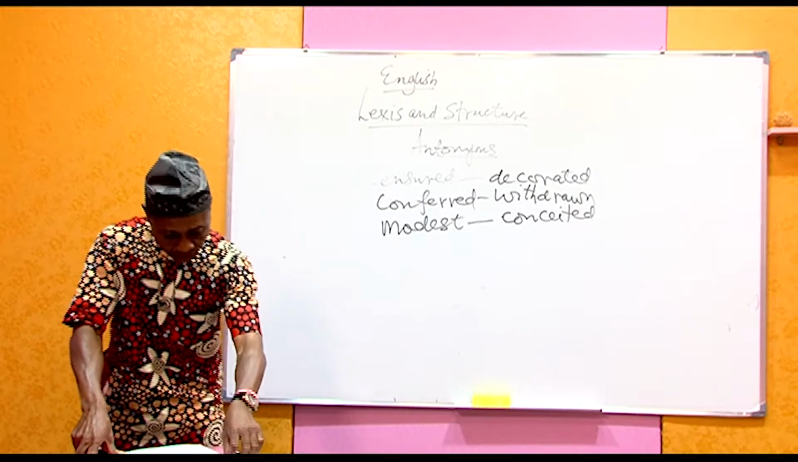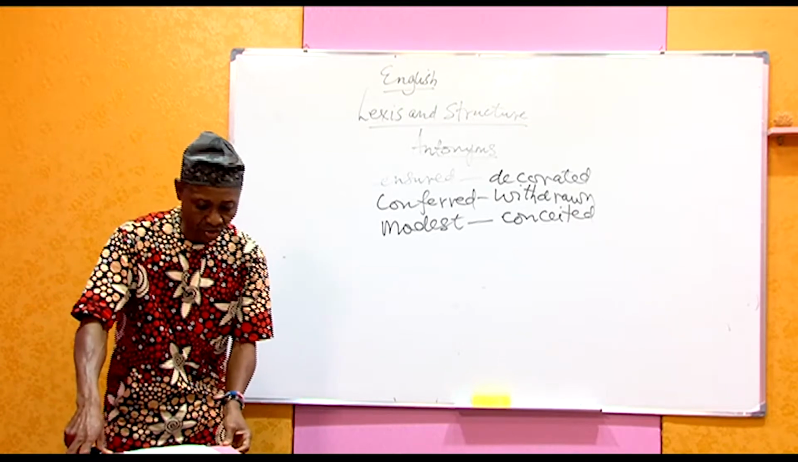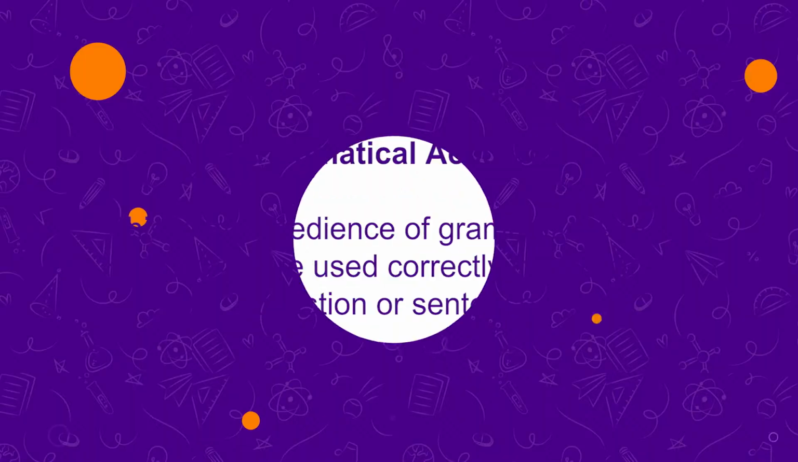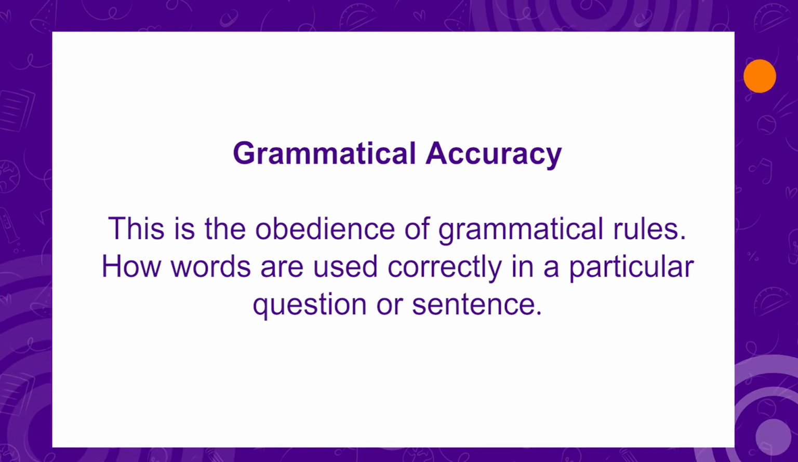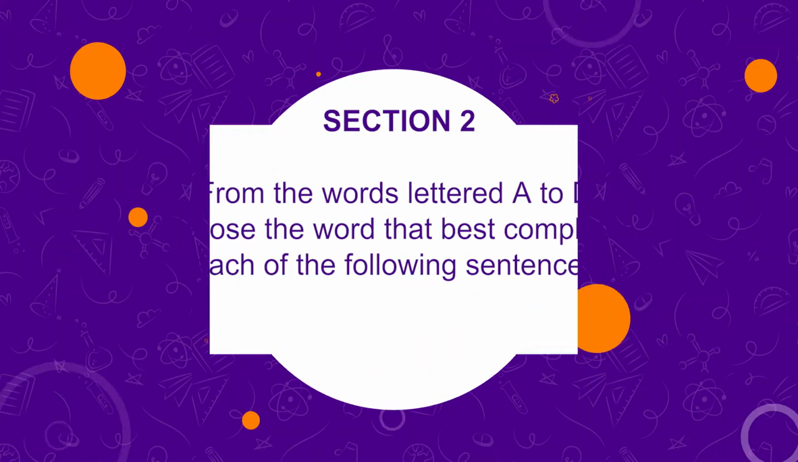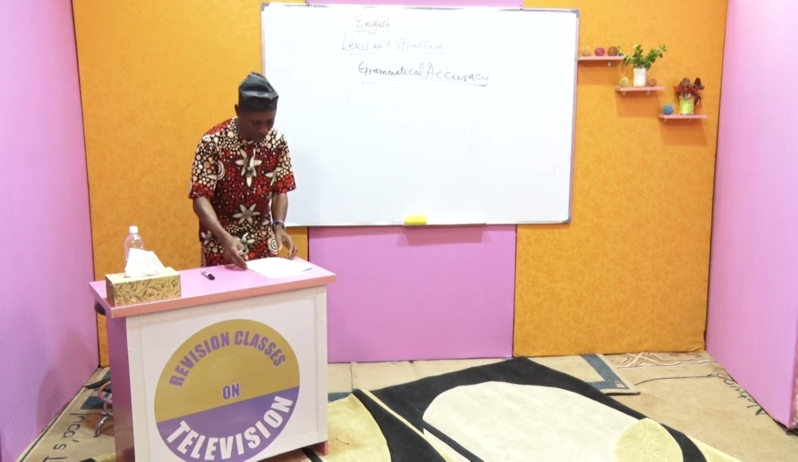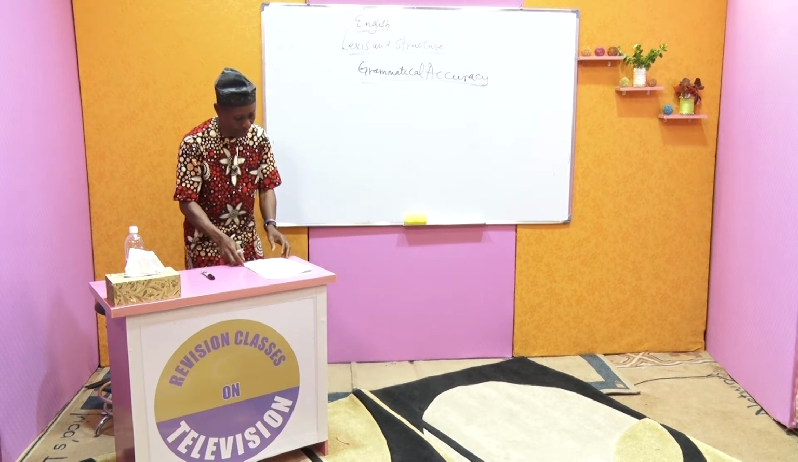We move to the next section, and the next section is section 2, which is based on grammatical accuracy. Grammatical accuracy is the obedience of grammatical rules. How are words used correctly in a particular question or sentence? Now, section 2. From the words lettered A to D, choose the word that best completes each of the following sentences. Now, this is where we are going to see the obedience to the rules of grammar.